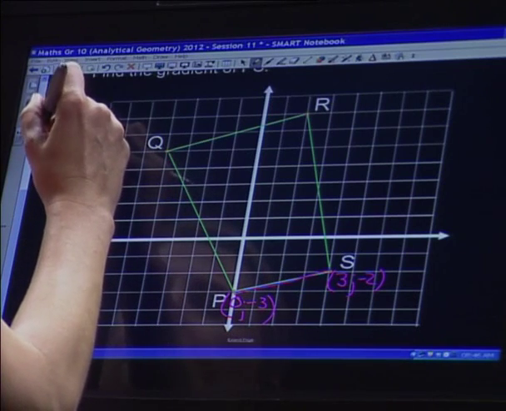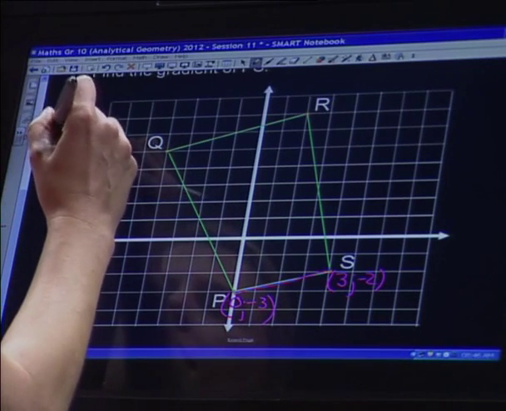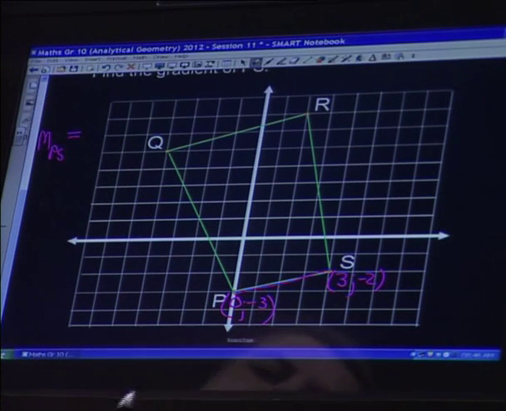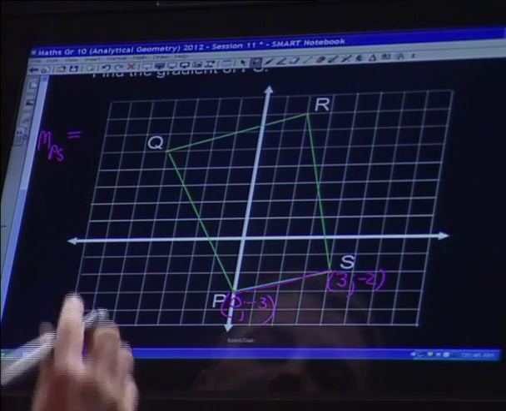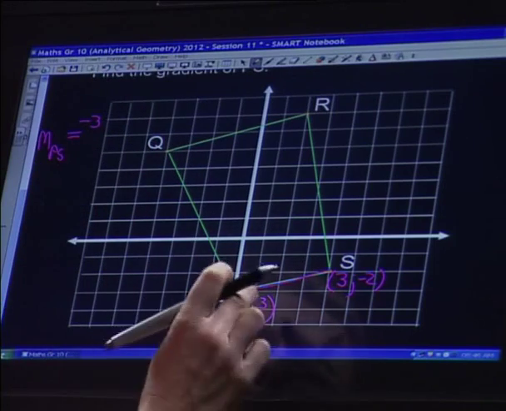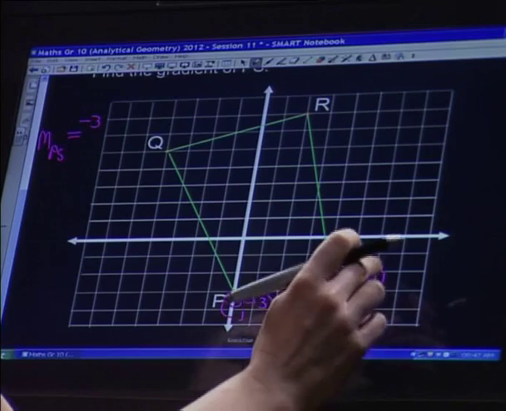Let's calculate the gradient of PS. Once again, as with the distance formula, it is not necessary to write down the formula first. You don't get a mark for that. So I'm going to say -3 minus -2.